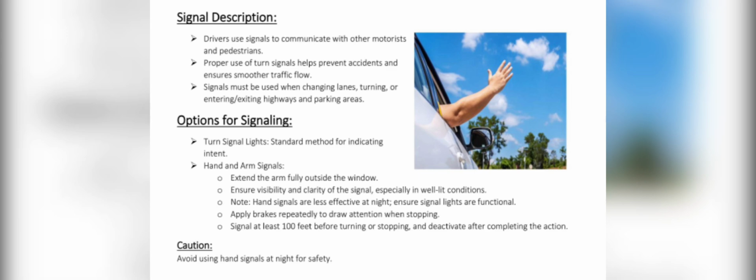Options for signaling: turn signal lights, the standard method for indicating intent, and hand and arm signals. Extend the arm fully outside the window. Ensure visibility and clarity of the signal, especially in well-lit conditions. Note: hand signals are less effective at night. Ensure signal lights are functional. Apply brakes repeatedly to draw attention when stopping. Signal at least 100 feet before turning or stopping, and deactivate after completing the action. Caution: avoid using hand signals at night for safety.